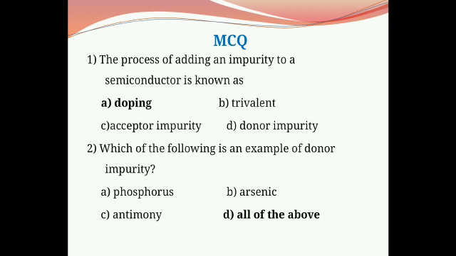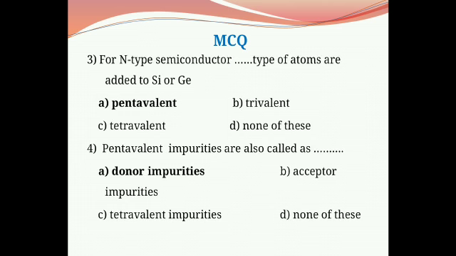Question number 2 is, which of the following is an example of donor impurity? Option A is phosphorus, option B is arsenic, option C is antimony, option D is all of the above. As we know, donor impurities are pentavalent impurities, and examples of pentavalent impurities are phosphorus, arsenic and antimony. Therefore all these are correct, and the correct option is D, all of the above.